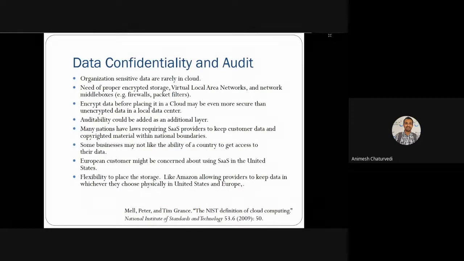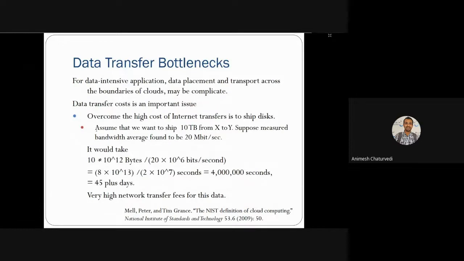Flexibility to place the storage. There are various lock-ins, data lock-ins, as we discussed. So it's very hard to get flexibility, but everybody prefers flexibility to store data at various locations. Then Amazon allows the provider to keep data wherever they choose physically, in the United States or Europe. This example says that Amazon has created data centers in both places, in the United States as well as in Europe. So Europeans could choose to store their data in Europe if they want. So physical storage is being provided by Amazon. These are the examples that could be possible, and this gives flexibility of storage.